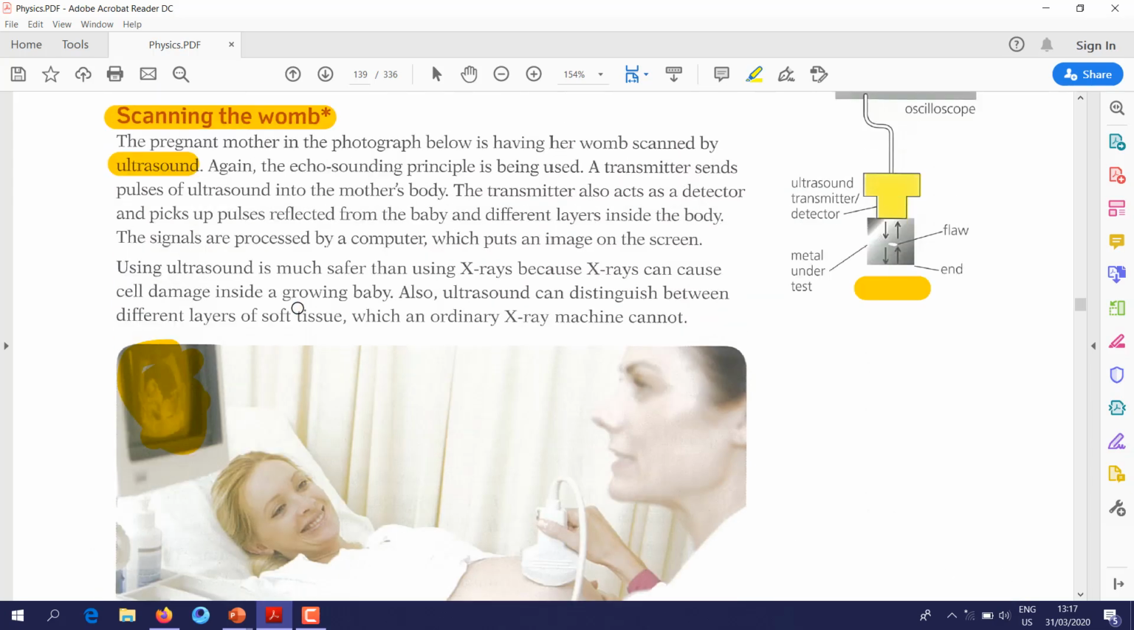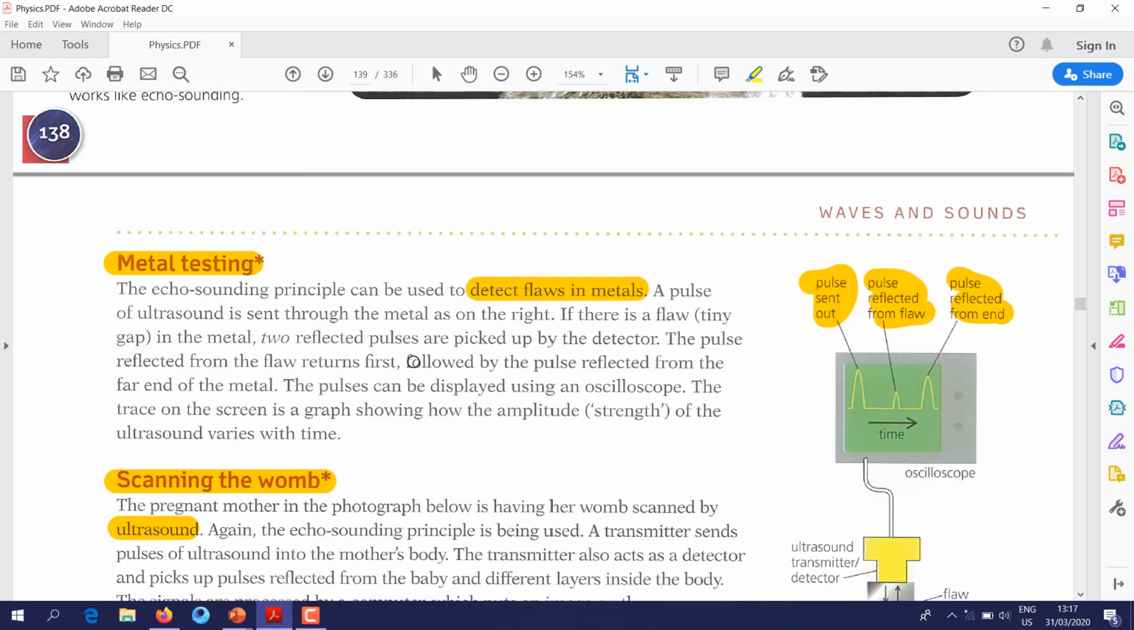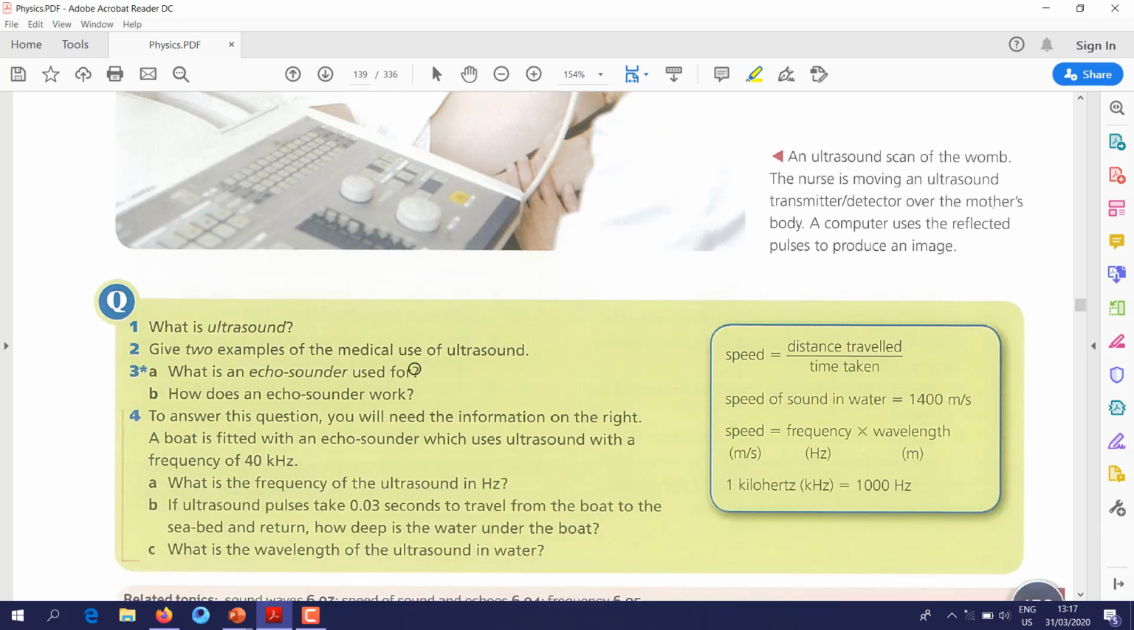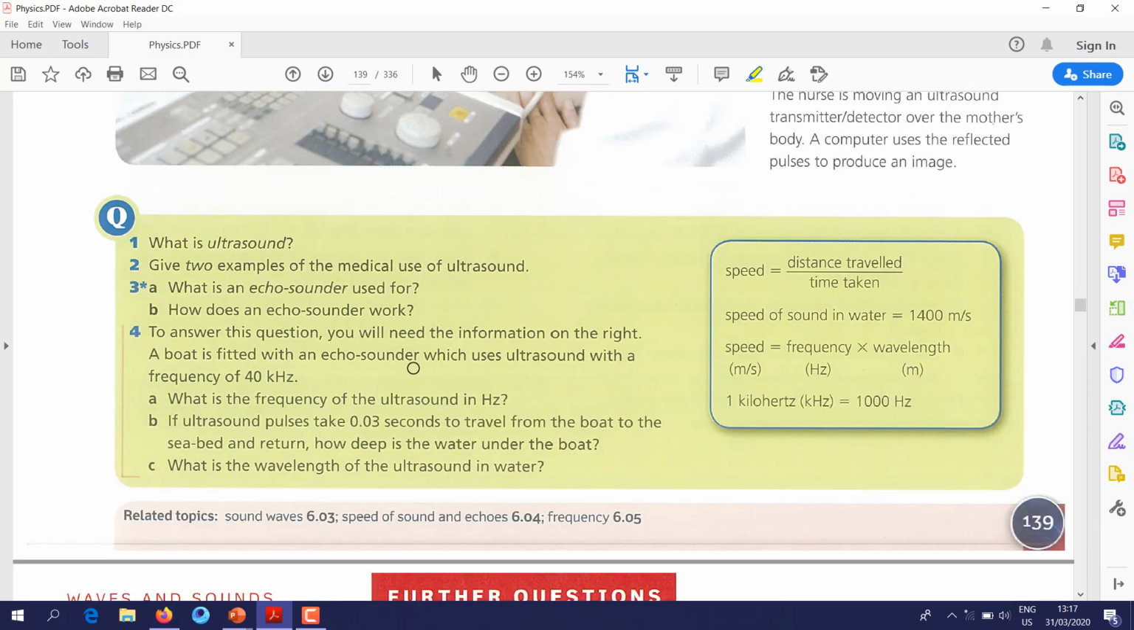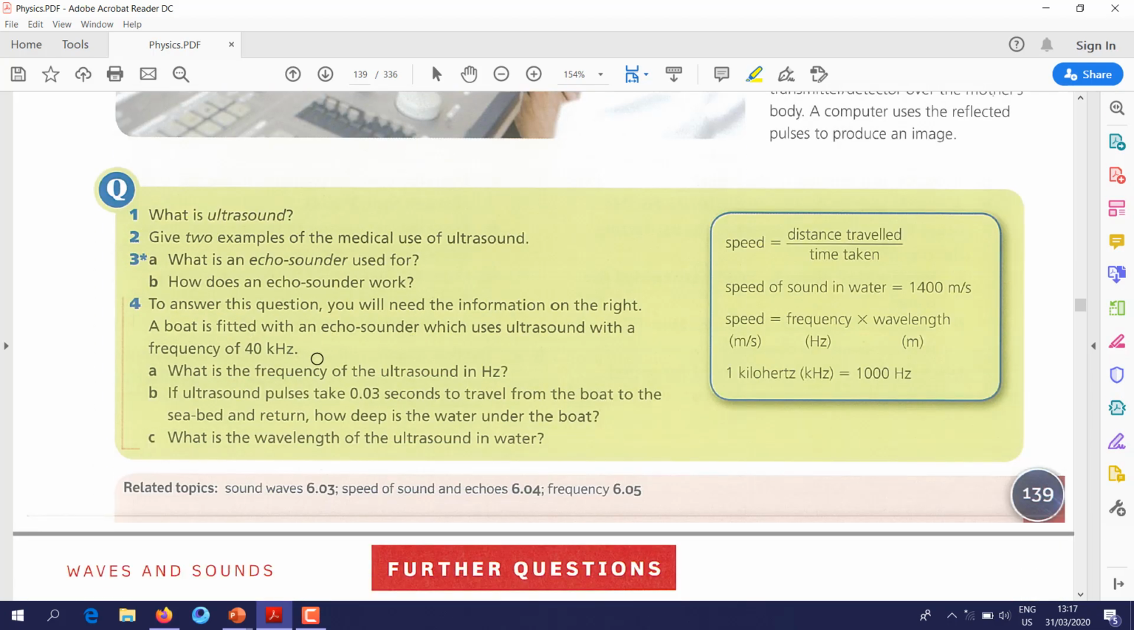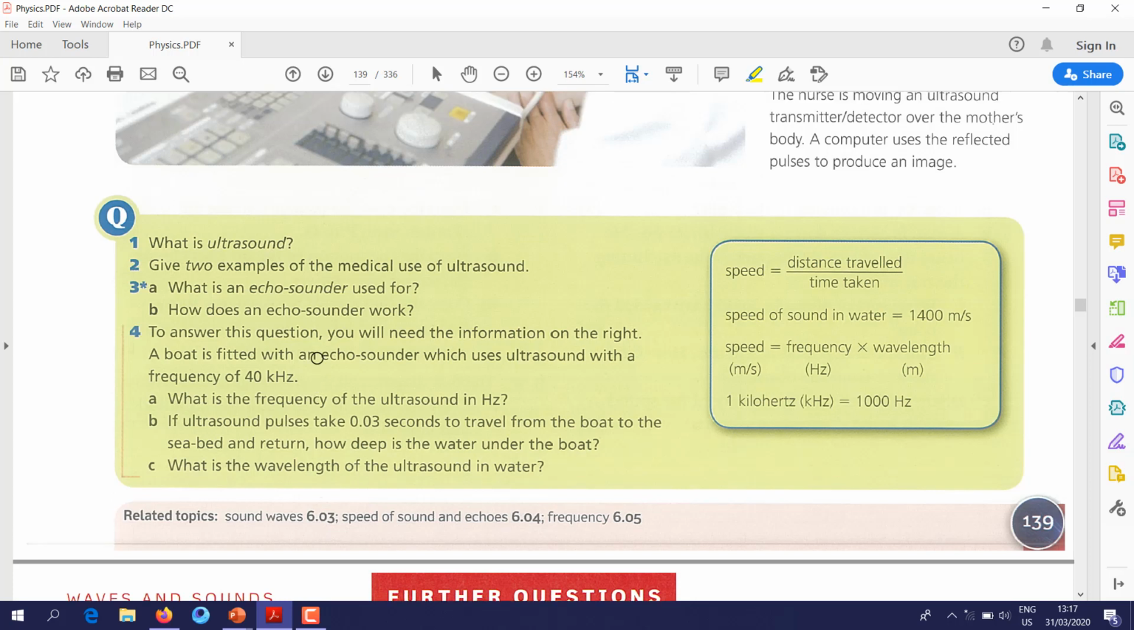That was everything for ultrasound, and also the definition of ultrasound and uses of ultrasound. Your task for this lesson is solving these questions.